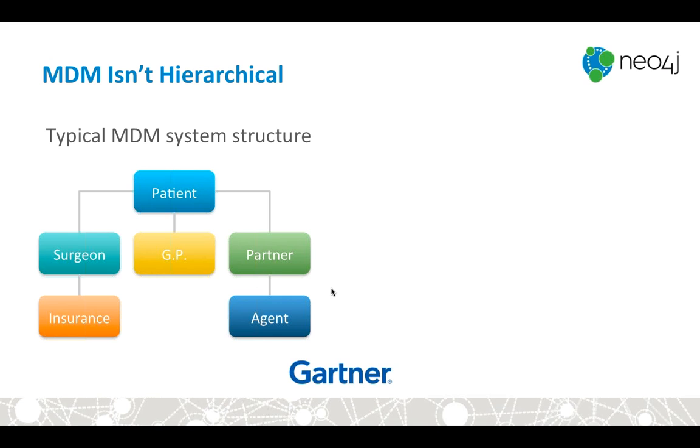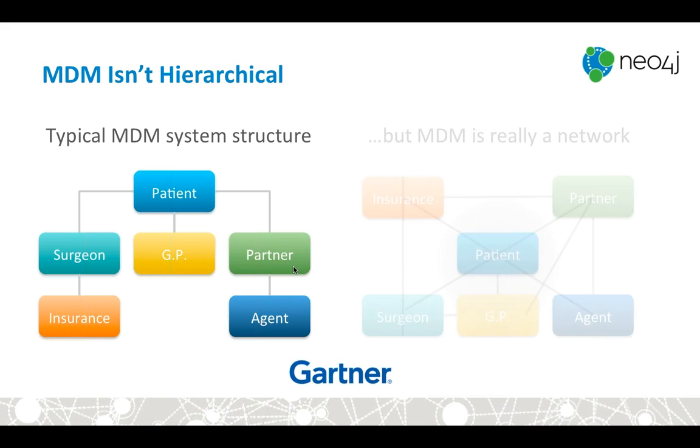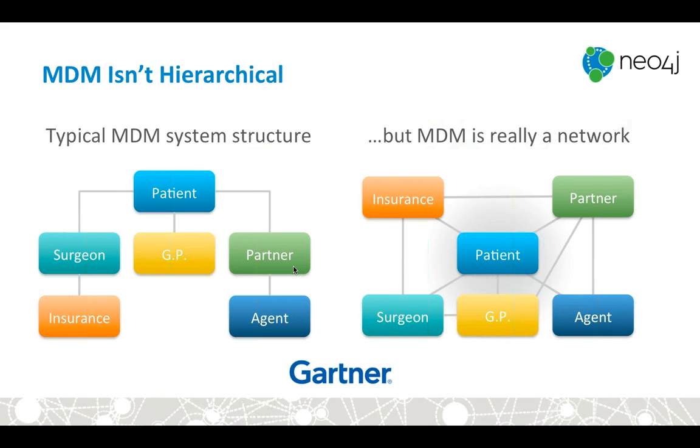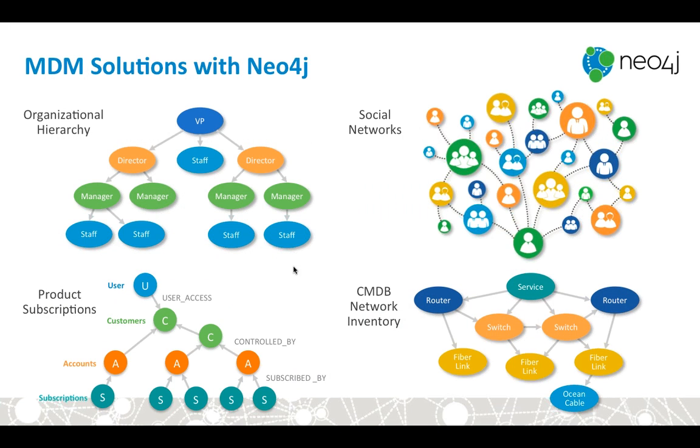Even Gartner is saying that master data management is not hierarchical. It's actually a network. And we have found several different kinds of networks as we're talking to our customers and they're dealing with their MDM challenges. Top left, you see the organizational hierarchy. Bottom left, this is an example of how product subscriptions might be handled. Top right, you see the typical social network type of graph, and the CMDB network inventory is represented on the bottom right. This gives you an idea of the different types of configurations that MDM can take.